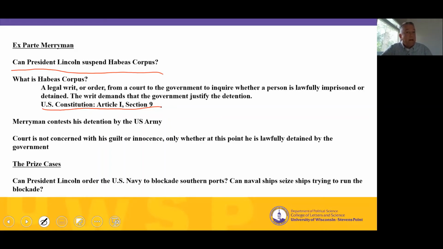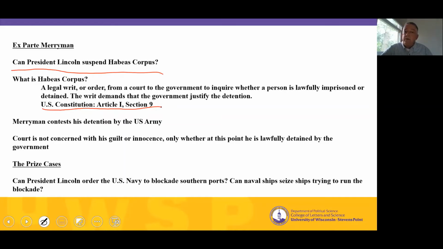It says, Congress cannot suspend habeas corpus except in times of war or rebellion or when the public safety requires it. And so that gets us thinking about the constitutional question right away. Habeas corpus is mentioned in the section on congressional power, meaning Congress has the authority to suspend habeas corpus, but only under very limited circumstances.